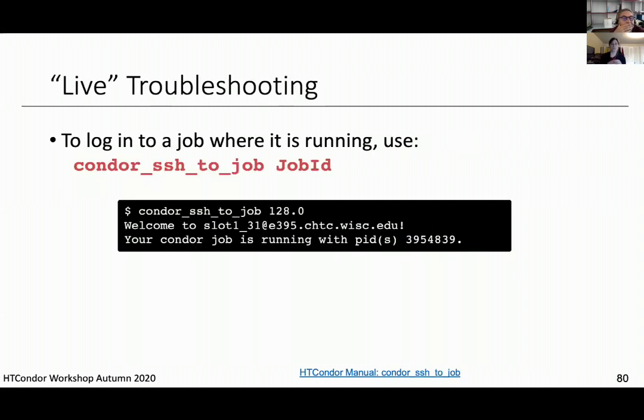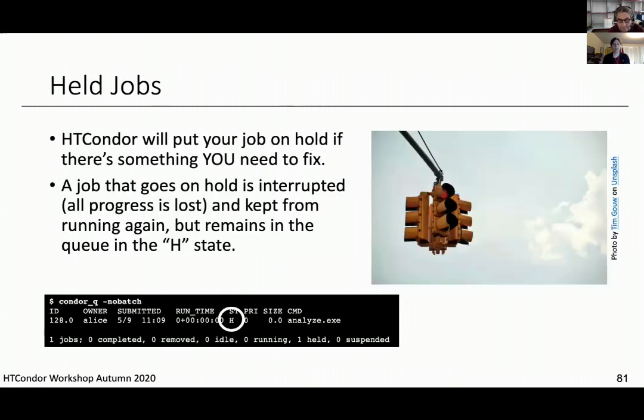And one final option for figuring out what's happening inside a job as it runs is to use condor_ssh_to_job, if that's available on your system. This assumes it's not failing instantly, but a job is running and you want to check on it. You can use condor_ssh_to_job with the job ID, and it will connect you to the job using SSH. You can be a fly on the wall.